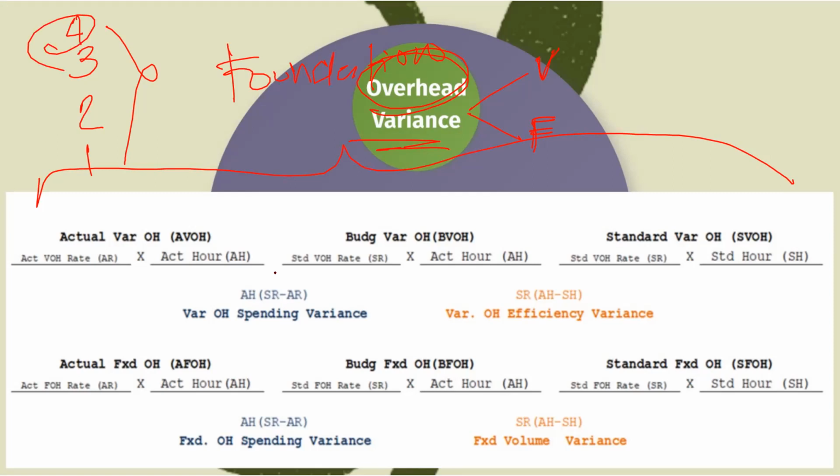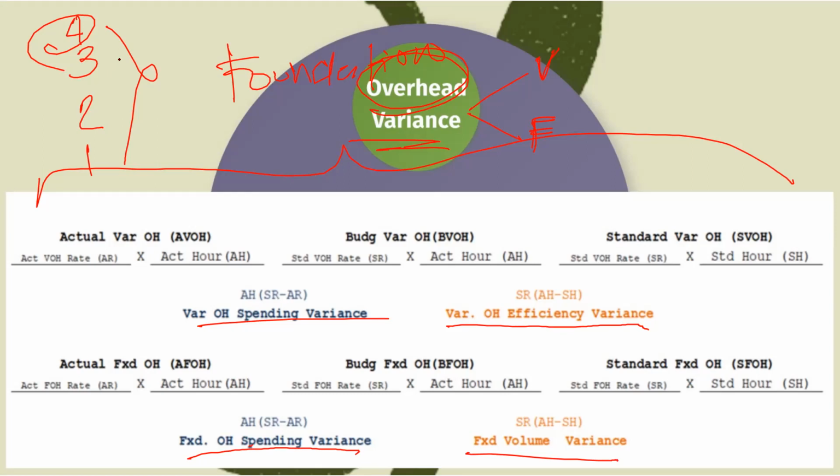Why? Look at this. You have your variable overhead spending variance, number 1. You have your variable overhead efficiency variance, number 2. You have your fixed overhead spending variance, number 3. And you have your fixed volume variance, number 4. That's your four-way.